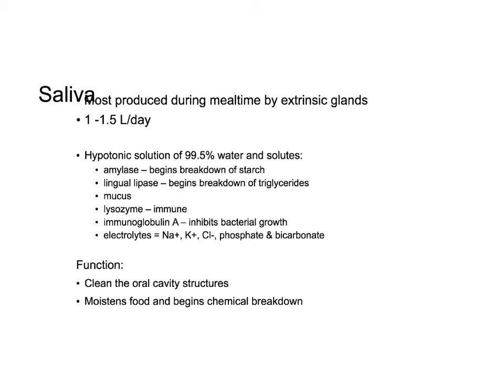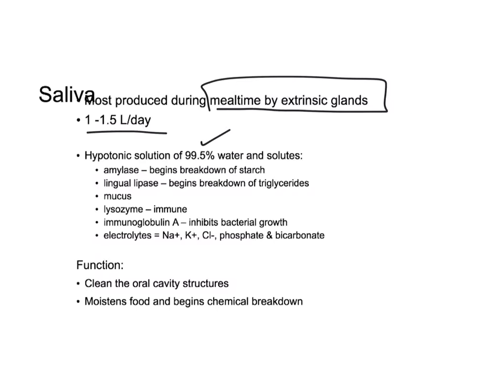Okay, now saliva, most is produced when we're eating, and it's by the extrinsic glands. So it's kind of crazy. We make 1 to 1.5 liters a day. It's a hypotonic solution, so it's mainly water, but what it does have in it is really important. So one of the enzymes is called amylase, and amylase digests starch. Then we have lingual lipase.